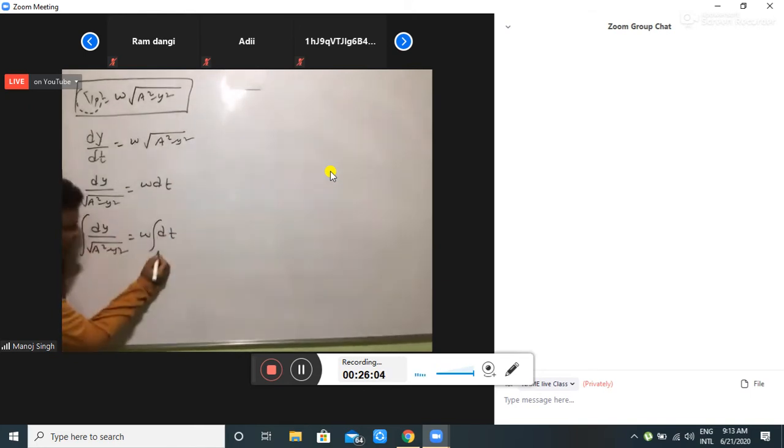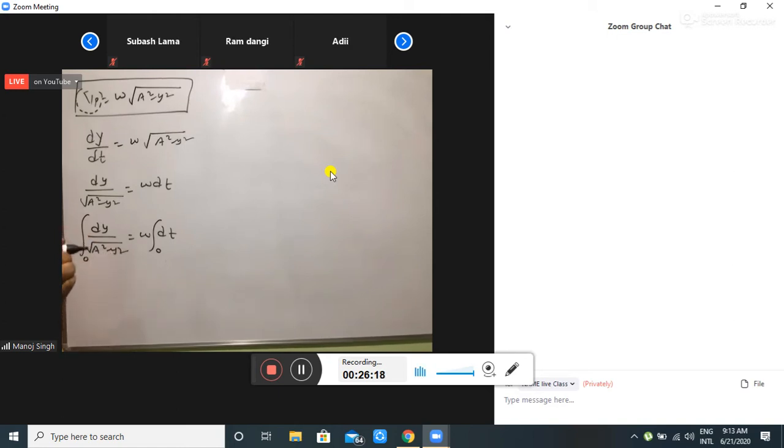Now at time t is equal to 0, if the displacement of the particle is equal to 0, it means the particle is at the mean position. At the mean position, particle displacement will be equal to 0. So I repeat again, at time t is equal to 0, if the particle is at the mean position, after any time t, particle displacement will be equal to y. So we are taking the limits of time and of the displacement.